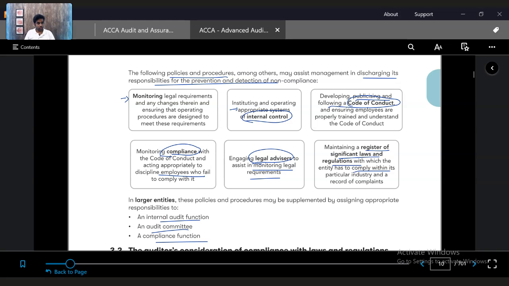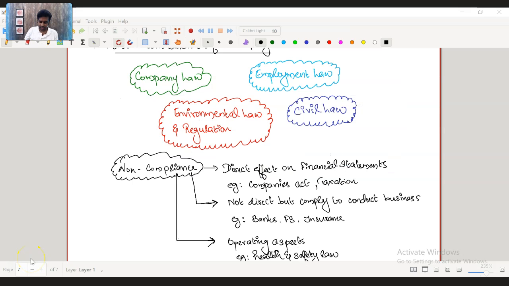So what does the auditor do? Let's try to understand that. As we discussed, a company is required to follow so many laws and regulations like company law, employment law, environmental law, civil law, so many laws.